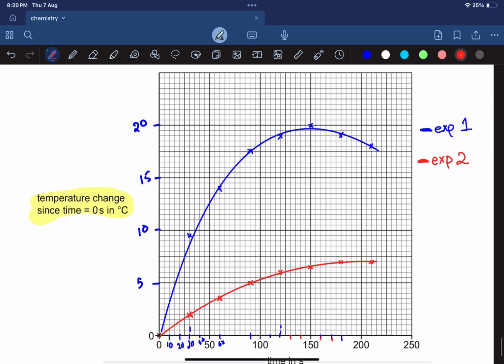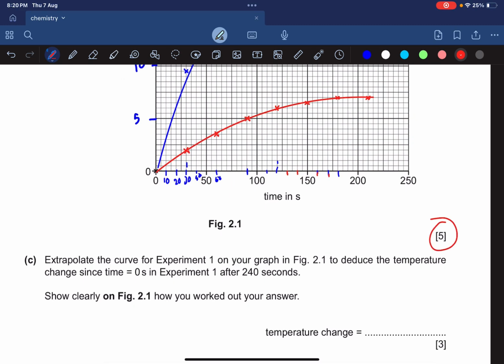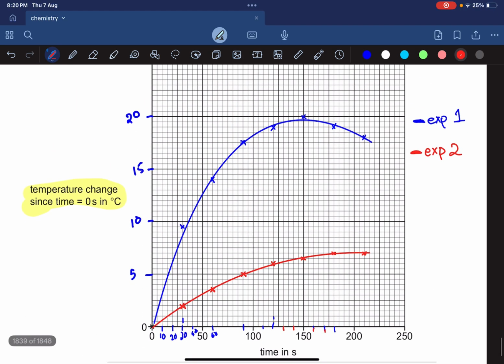Now let's plot. So we're done with plotting all the values, and this has given us our 5 marks. Okay, extrapolate the curve from experiment 1 in your graph in figure 2.1 to find the temperature change since time 0 seconds in experiment 1 after 240 seconds. Okay, show clearly on figure 2.1 how you worked out the answer. So we have to extrapolate the graph for experiment 1 till 240.